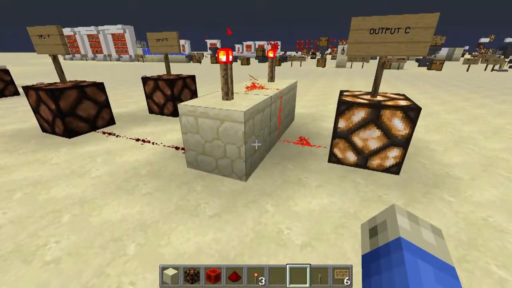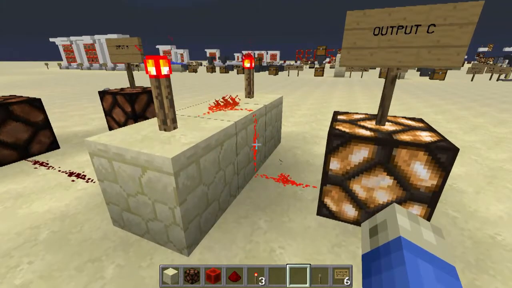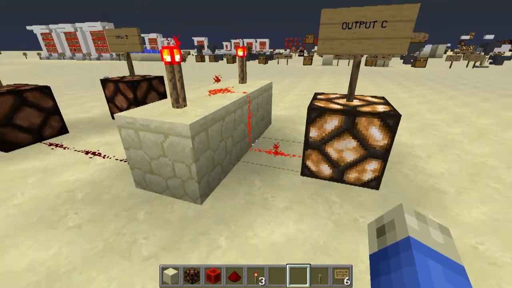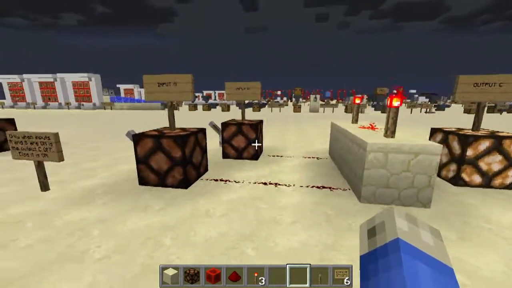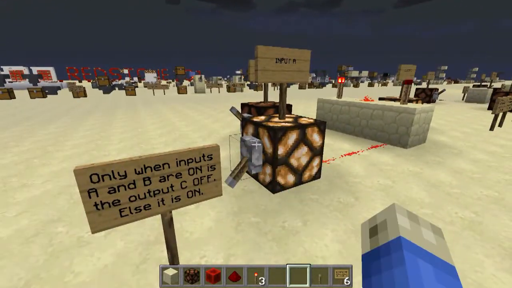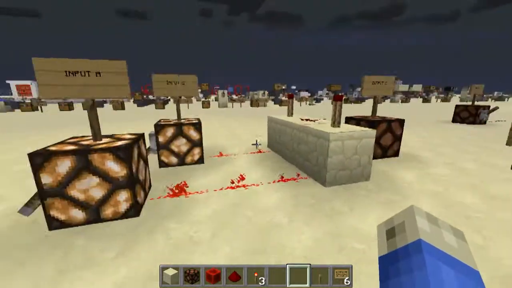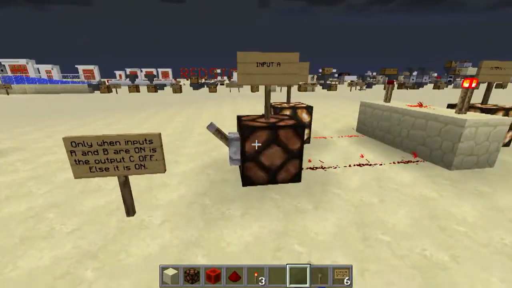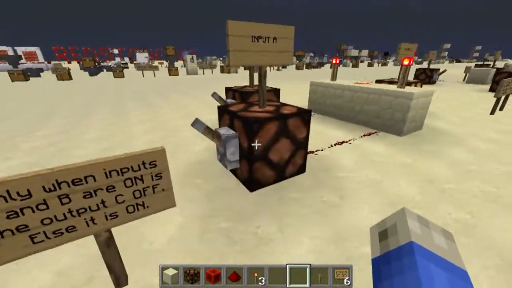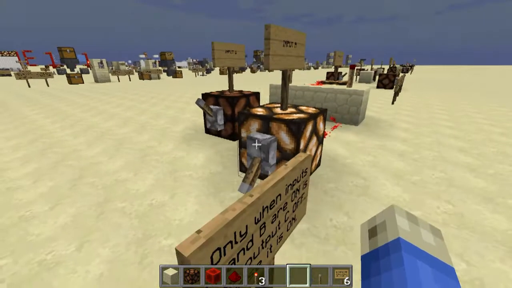So, as we saw before, this is exactly the same thing as the AND gate. We just removed the torch at the end, providing the inverting or NOT capability. Thus, when both of these are off, the output is on. And only when I turn them both on does the output go off. As soon as any one of these are off, the output is back. And boom, there it goes.